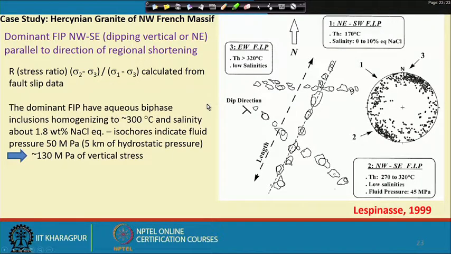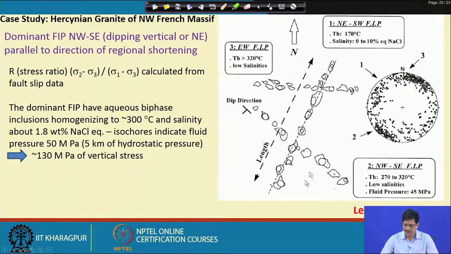So, we will restrict our discussions to as and when the fluid inclusion study has contributed to this particular piece of work. During their study in the French massif, it was interpreted that it was essentially a northeast-southwest compressional force that acted in the region, which manifested.